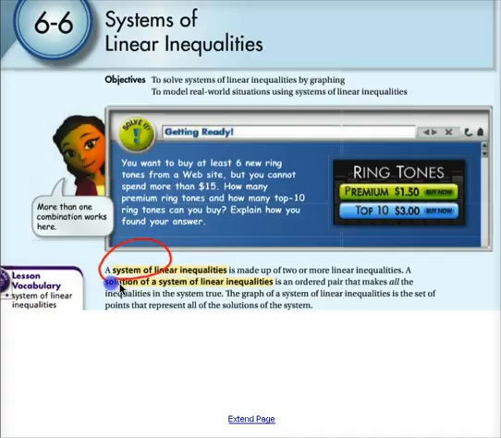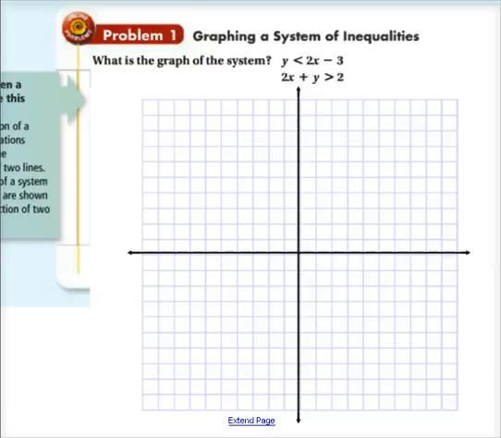In a system of linear inequalities, we have two or more linear inequalities. They both have their own shaded region. The solution to that system is wherever those shaded regions match. Let me show you how to do this. So, graphing a system of linear inequalities. I have two linear inequalities right here. We're going to graph them both, shade their regions, and find where those regions intersect.